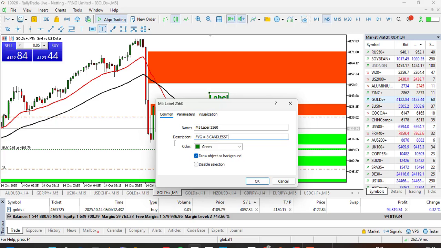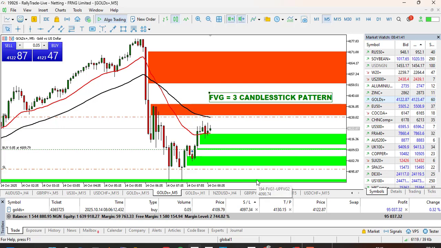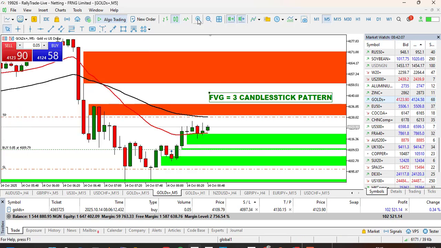So it's a three candlestick pattern. That means anywhere you see a fair value gap, there must be a minimum of three candlesticks to form that fair value gap. So candlestick one, candlestick two, candlestick three, right? The fair value gap is measured from the high of candlestick one to the low of candlestick three. Now that gap covers the body of candlestick two, if you understand what I mean. So let me zoom in so that you can get enough value from what I'm talking about.